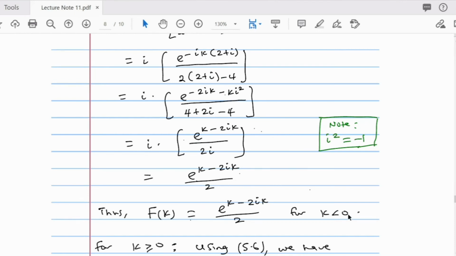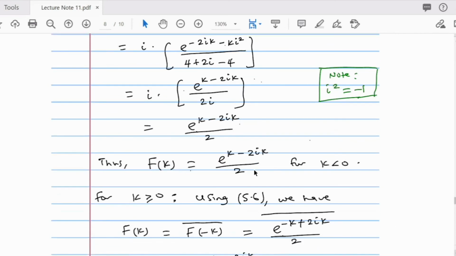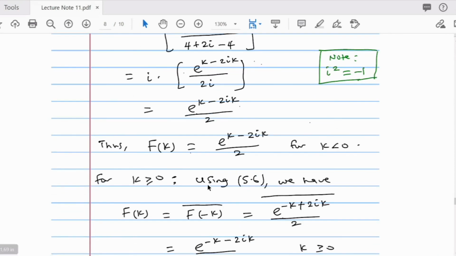Remember, we want to compute for all k, positive and negative. Okay, for k greater than or equal to 0, we must make use of this identity. For k greater than or equal to 0, f of k will be equal to the conjugate of f of minus k. This is your f of k. In f of k, what is f of minus k? F of minus k means that you replace your k here with minus k. Replace your k with minus k, we get plus 2k. So this is f of minus k.